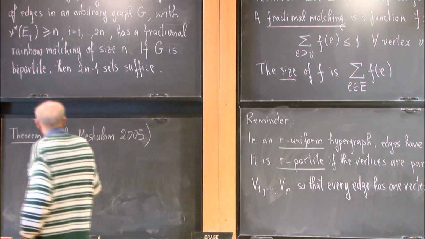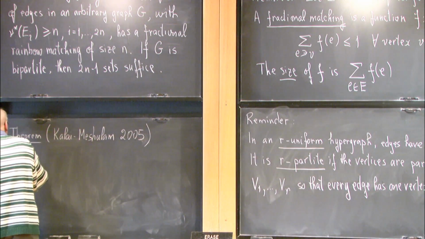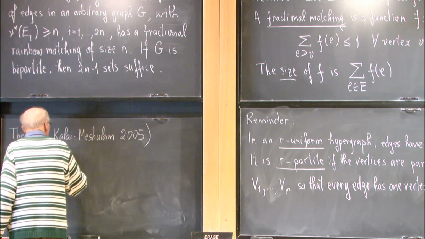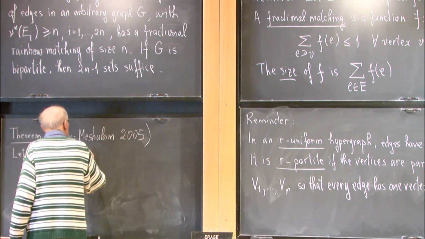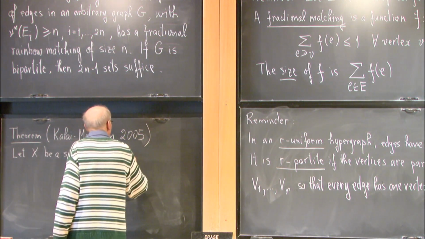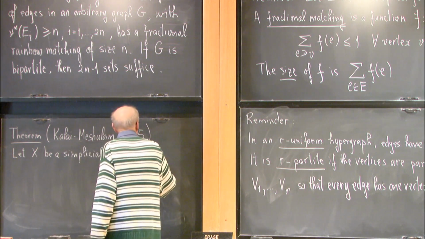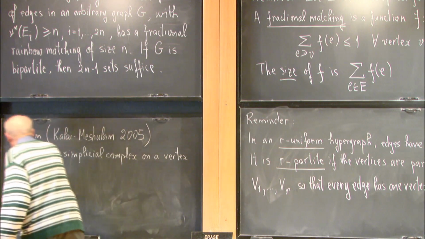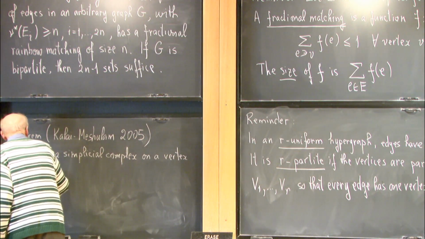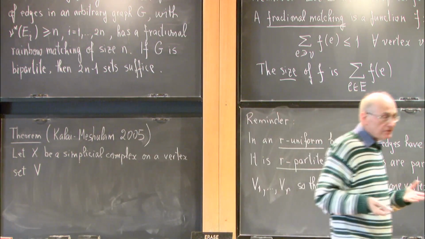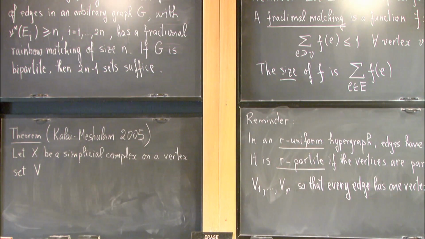So let X be a simplicial complex on a vertex set V. By this I mean a collection of subsets of V that is closed with respect to taking subsets.